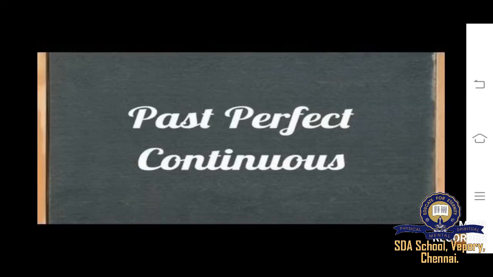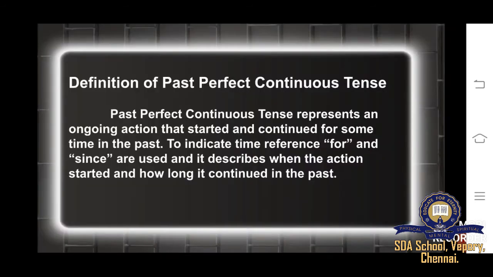Alright, let's move on to our next tense. This is the past perfect continuous tense. This tense is just like the past perfect simple except the first past action is in continuous tense. Definition of past perfect continuous tense. Past perfect continuous tense represents an ongoing action that started and continued for some time in the past.